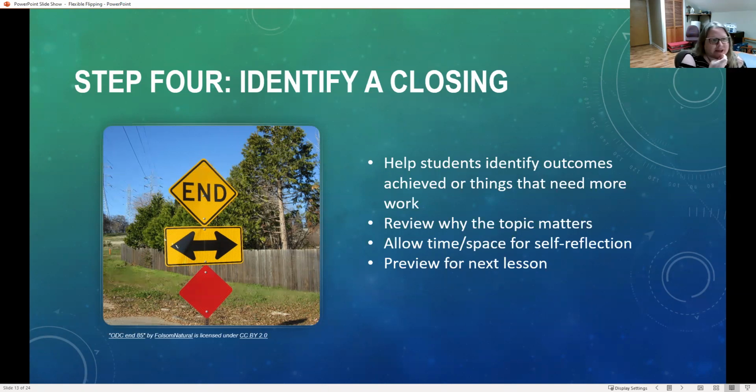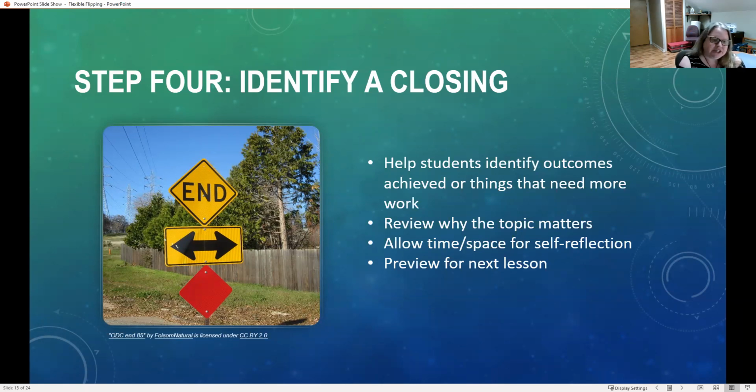Reviewing why the topic matters. There is nothing more motivating for students, if we want to look for that intrinsic motivation for our students, than knowing that what they're learning is meaningful. Don't forget that. Wrap up every class with that, right? Talk about why what we're doing is important for something that they care about, for their career, for their being a good citizen in life. Why does it matter?